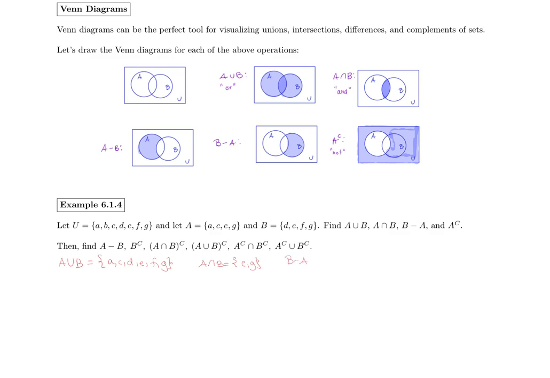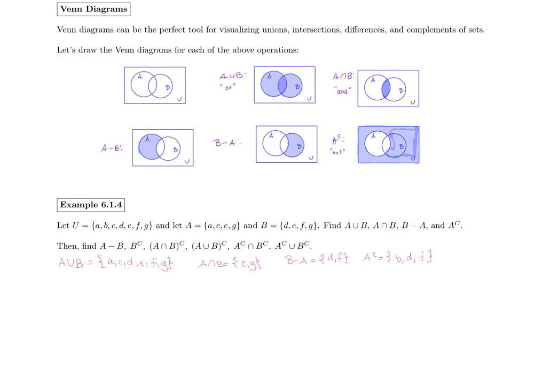If I look at B minus A, I'm going to take the elements of B, D, E, F, G, and subtract from it any elements that it shares with A. Well, it shares E and G, so all that's left are D and F. And A's complement is any element that's in the universal set that is not in A. So that would be B. Let's see, we have C, we don't have D. We have E, we don't have F, but we do have G. So it looks like just B, D, and F.